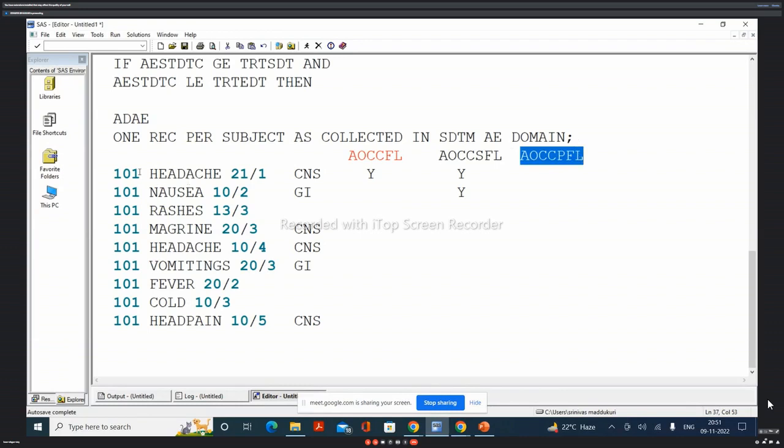We need to sort the data. Subject. Within the subject body sys. Within the body sys preferred term. And within the preferred term, AESTDT. And then by writing what first dot variable can I write now? If first dot decode is equal to 1, because we have a decode, preferred term as a decode. If first dot AE decode is equal to 1, then AOCCPFL is equal to Y.